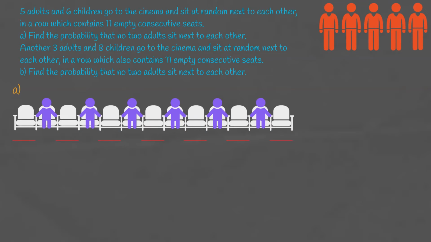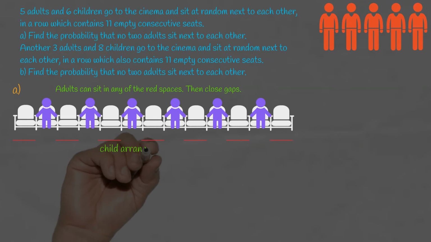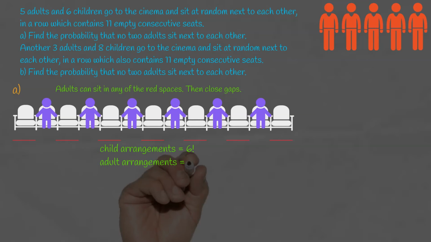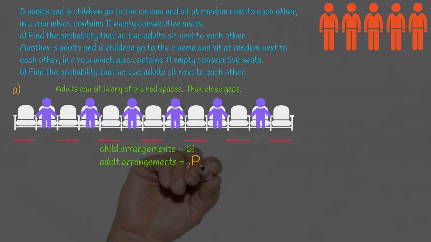Now when the 5 adults have been placed in the seats, there should be one free, and that will be eliminated, and then you have your 11 seats. Now the number of ways to arrange the 6 children is 6 factorial, and the number of ways to arrange the adults, well, we have 7 seats and we've got 5 adults, so it's 7P5.